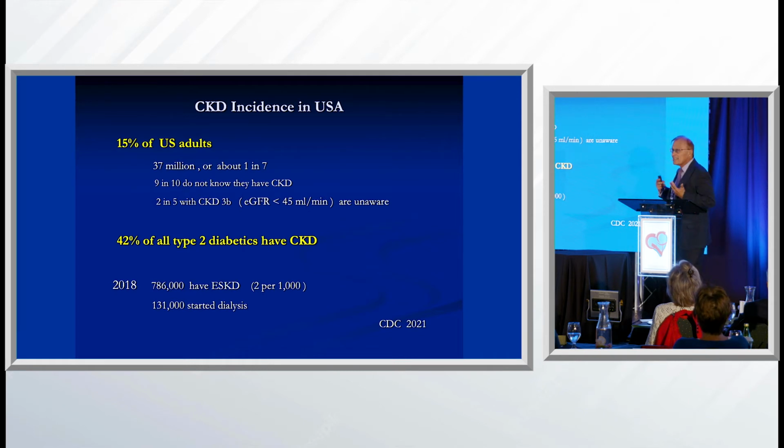So if you look at CKD in the US using albumin and/or eGFR as a guideline, we have 37 million Americans. This is an identical number to the number of diabetics. And it's 1 in 7.